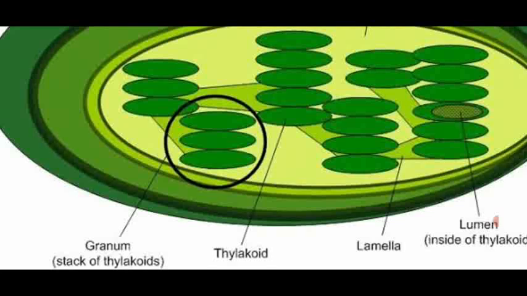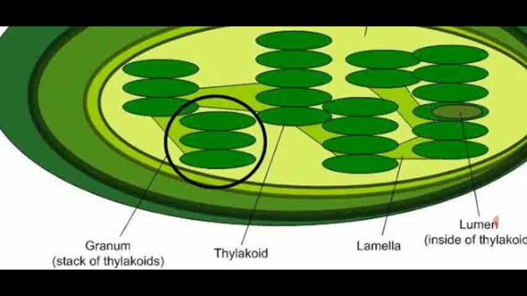Each granum lies one above another to form a stack of thylakoids. See the diagram, they are given in the form of circles. The individual one is called a granum. They are arranged one above another. The arrangement of granum is in the form of a stack of coins, coins stacked one above another.